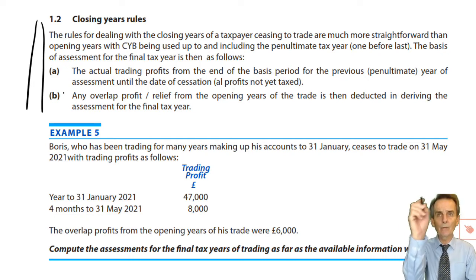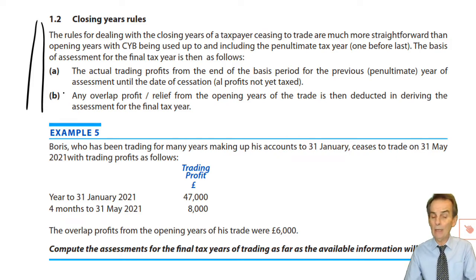You'll have a series of accounting year ends, assess using CYB in the penultimate tax year. And then any remaining period, it will be one or maximum two, is then allocated to the final tax year. There's just one other thing to do to get the assessment for the final tax year, and it's something you already know about that we dealt with in opening years.